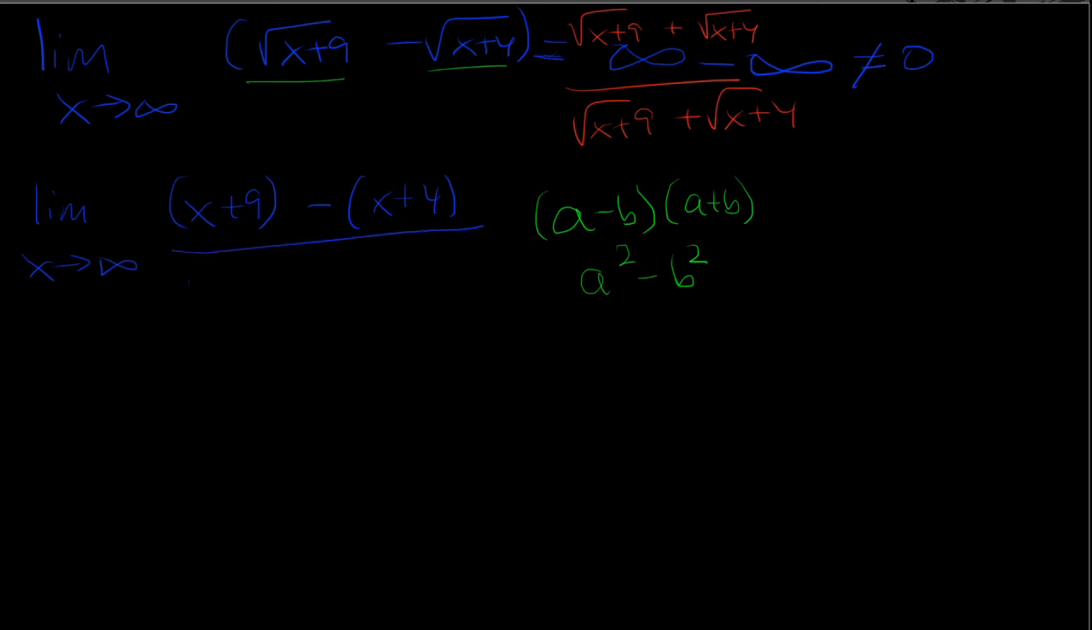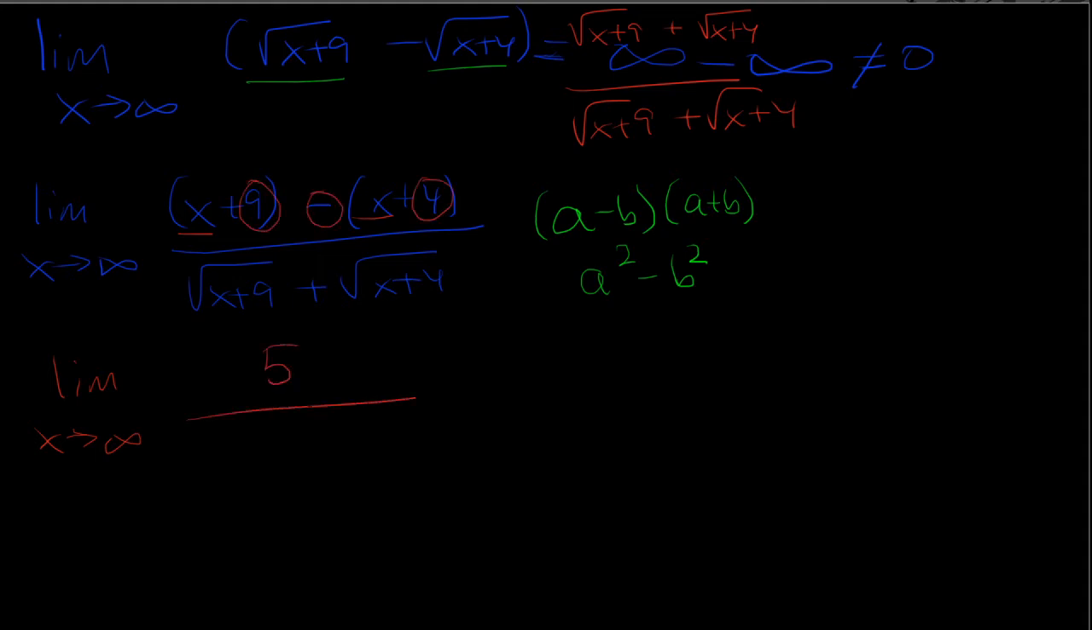And we're going to have the denominator as the square root of x plus 9 plus the square root of x plus 4. At the top, the x's are going to cancel. So I have the limit as x approaches infinity, and then 9 minus 4 will just be 5. So it'll be 5 over the square root of x plus 9 plus the square root of x plus 4.